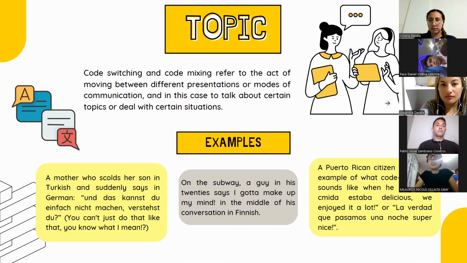Or a Puerto Rican citizen is a good example of what code switching sounds like when he says, "La comida estaba delicious. We enjoyed it a lot." Or "La verdad que pasamos una noche super nice," in Spanish and English. In each of these examples, it can be seen that certain expressions are used that are in another language than the one they normally use, and it is because they feel more comfortable doing it that way, in addition to feeling that it is expressed better.